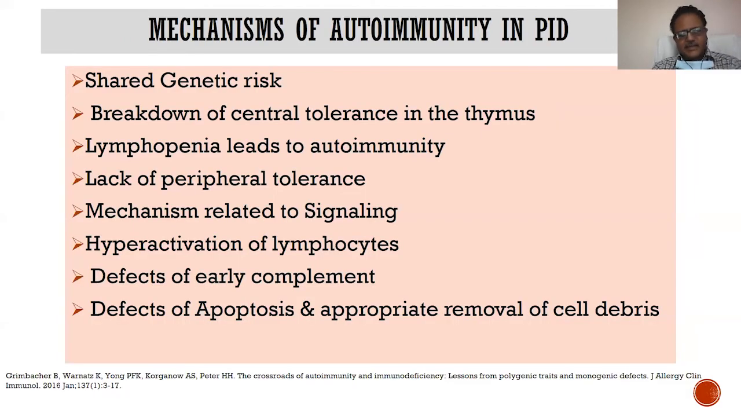So the mechanism, as would have been discussed previously, is shared genetic traits. There are certain genetic susceptibility loci, including human MHC or other areas which can predispose a person. Then there is a break of central tolerance, peripheral tolerance, lymphopenia, which can cause autoimmunity, signaling pathway problems, defects of apoptosis and abnormal removal of cell debris, and defects of early components of complement, which can lead to autoimmunity. Classically, SLE is an example.